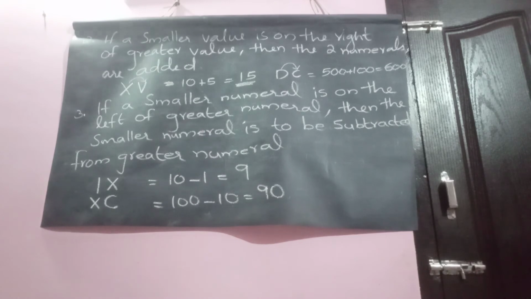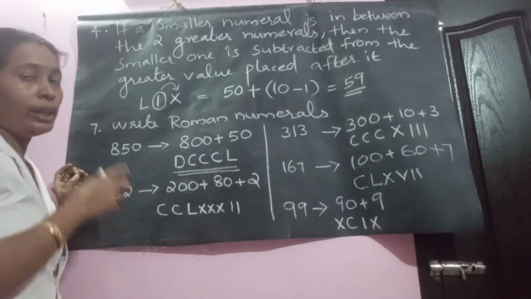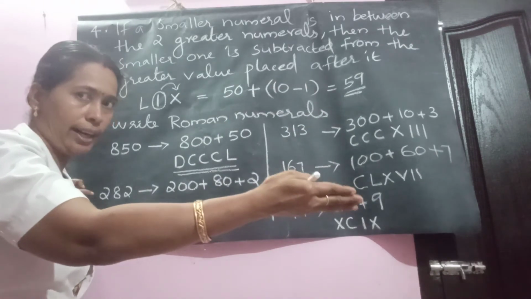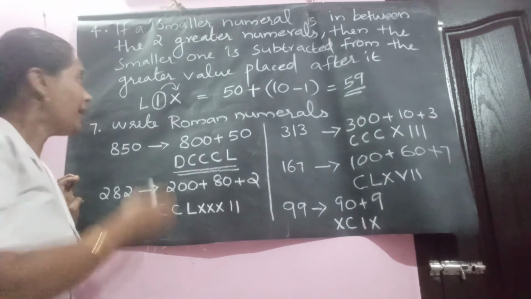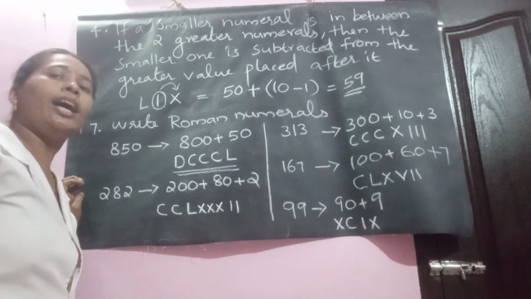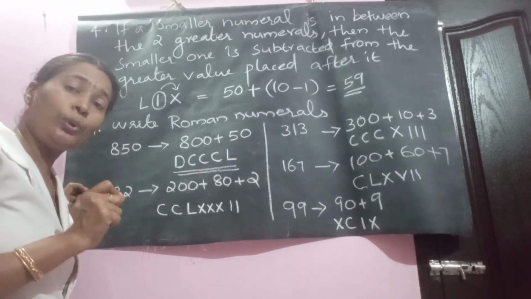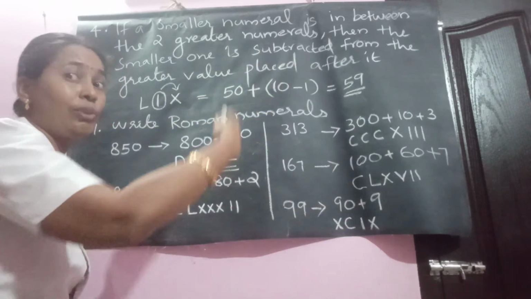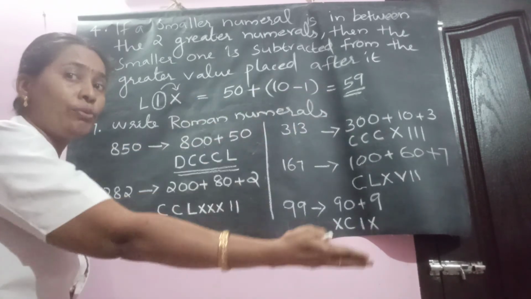What does the fourth rule say? In the second and third rules we discussed that when a smaller value is on the right, we add, and when a smaller value is on the left side, we subtract it from the greater value. But suppose a smaller value comes between two greater values. Then we subtract the smaller value from the greater value which comes after it, that is, from the right.